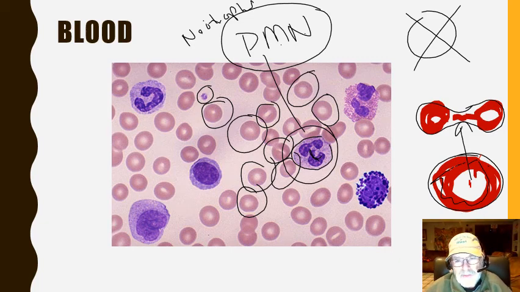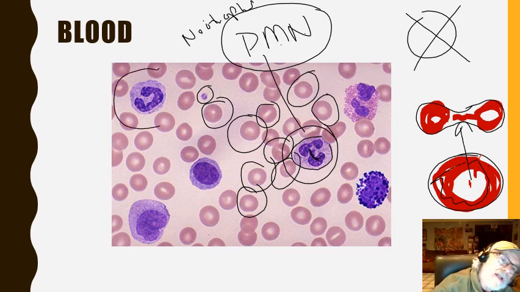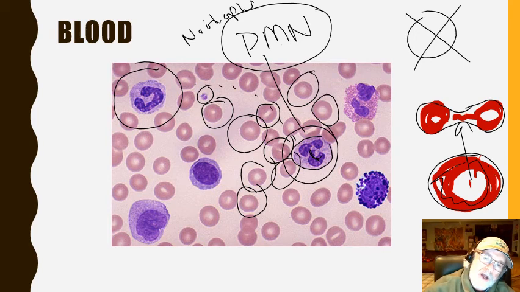They're sort of very mediocrely stained. They're neutral. They don't stain red, they don't stain blue. And that's how we see that. So that's called a polymorphonuclear leukocyte. That's what we see right there. Now this one right here is almost a neutrophil. This here is called a band.